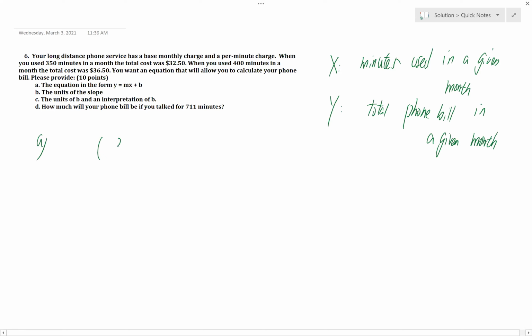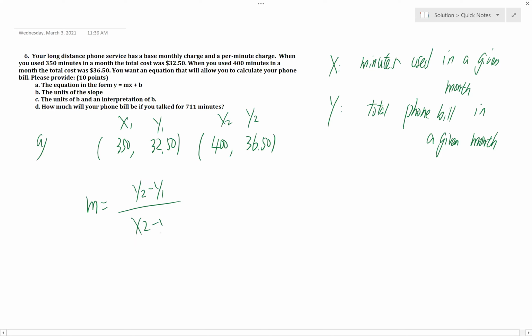So the first condition is 350 minutes of usage costs $32.50, and then 400 minutes of usage costs $36.50. Okay. So that's basically putting into ordered pairs first, and then from there we calculate the slope. So this is x1, y1, x2, y2. So the slope here equals y2 minus y1 over x2 minus x1. And we plug in all the numbers, work it out step by step.